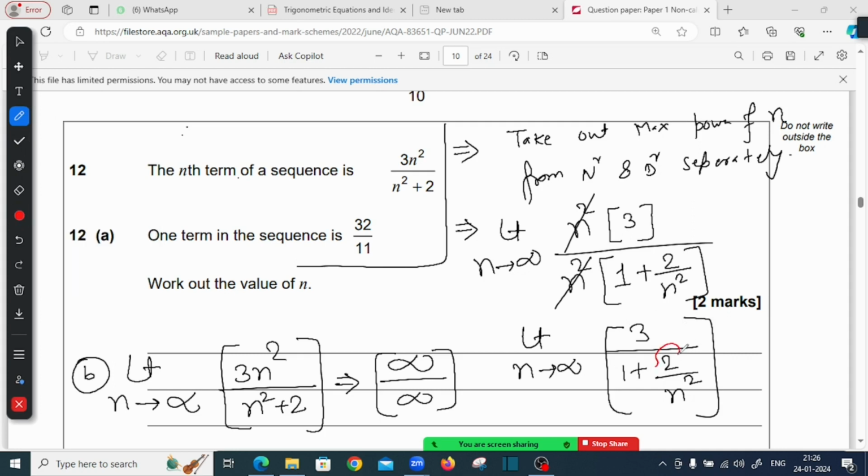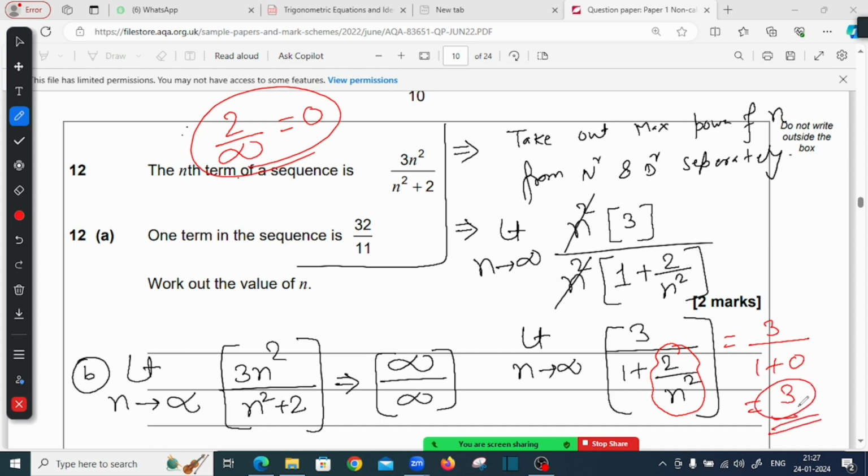See what will happen. This 2 upon n square, 2 upon infinity will be 0, isn't it? Any problem? So it will be 3 upon 1 plus 0. So what will we get? 3. So its answer will be 3. This is the first method. Please write it very carefully. This is very, very important. We have already discussed this.